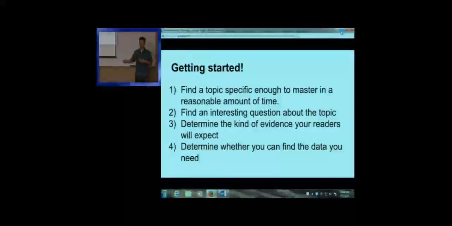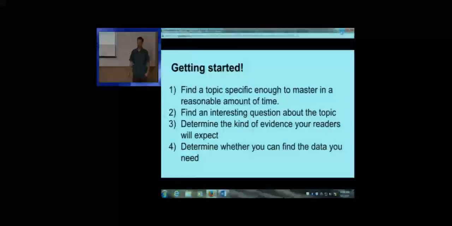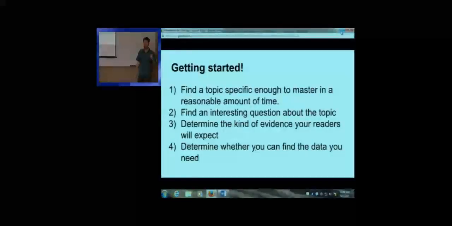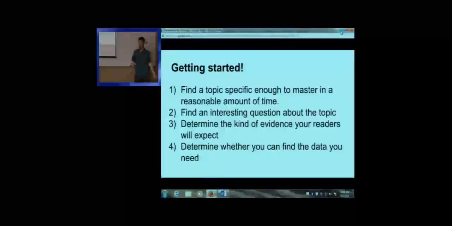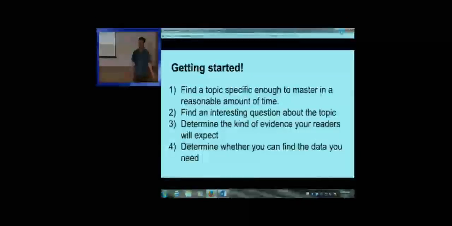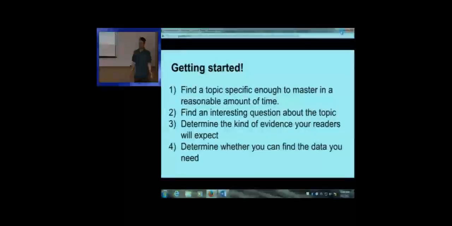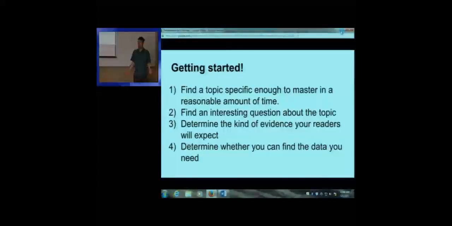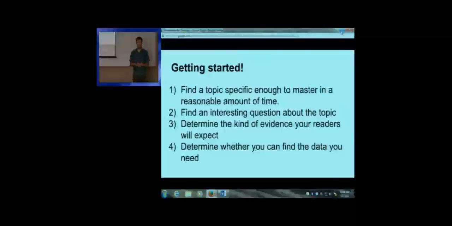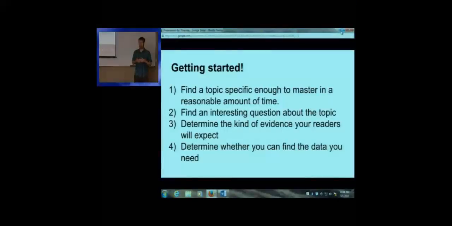There's a lot of different stuff you can choose from. So just choose something that's interesting to you. Three is also a pretty good point. Determine the kind of evidence your readers will expect. So if you are working with an advertisement campaign, you just want to make sure you can get access to those advertisements. If you're picking a TV show, just make sure you have access to the TV show and you can sit down and do a little study and figure out the data that you need.